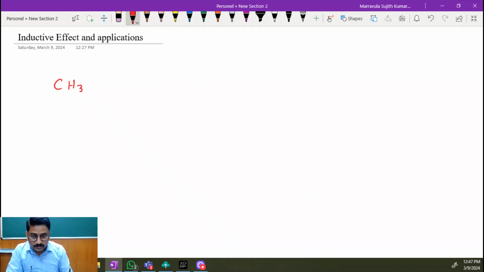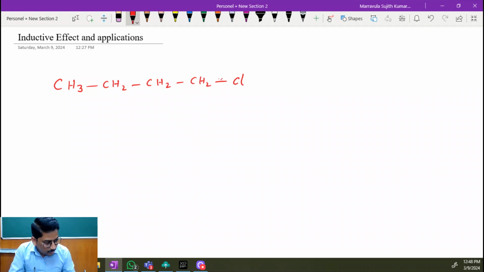Let's take CH3, CH2, CH2, CH2. I'm going to take one halogen because halogens are highly electronegative. Let's take chlorine. Chlorine is more electronegative, so that's why these two electrons migrate towards the more electronegative atom Cl. So what happened here? Somewhat, electron density is decreased, right? So these two electrons are moved towards the CH2, as well as these also can be moved to the CH2, and same thing.